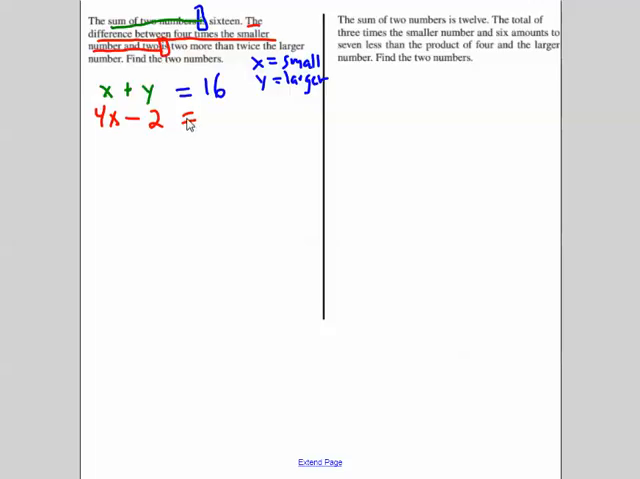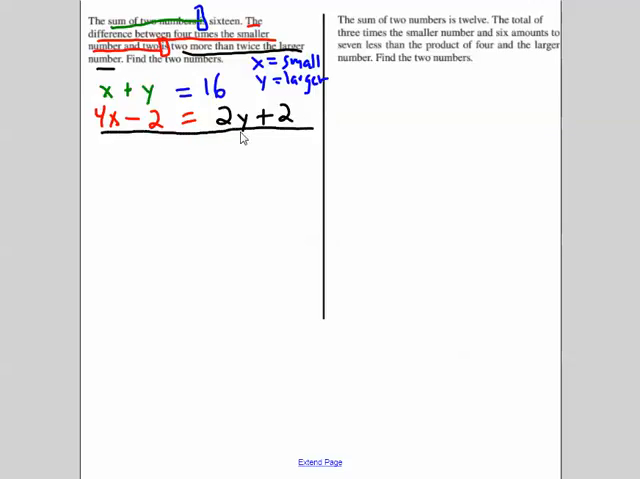is equals 2 more than. I'm going to change colors here. I'm going to go to 2 more than twice the larger number. Let's start with twice the larger number. Twice the larger number would be 2 times y. And this expression, 2 more than twice the larger number: here's twice the larger number, and 2 more. So there's our equation.